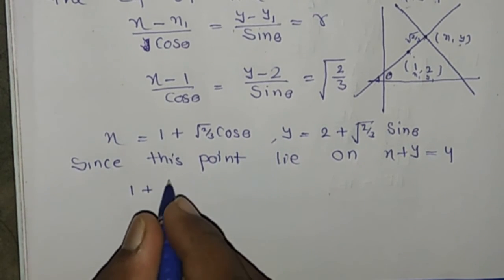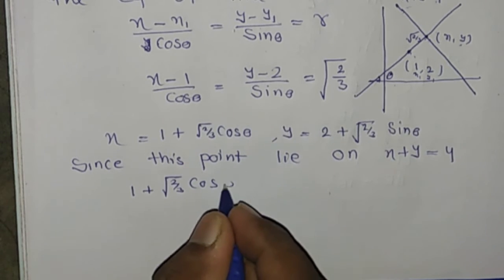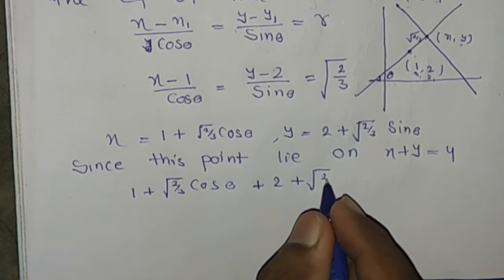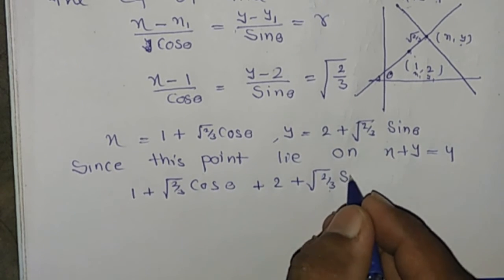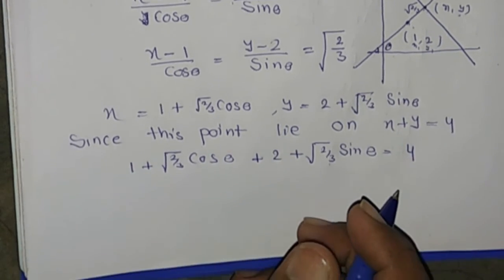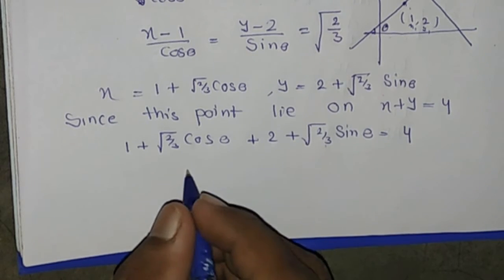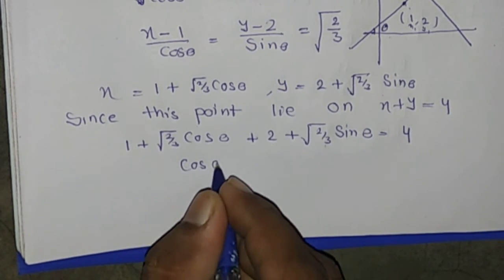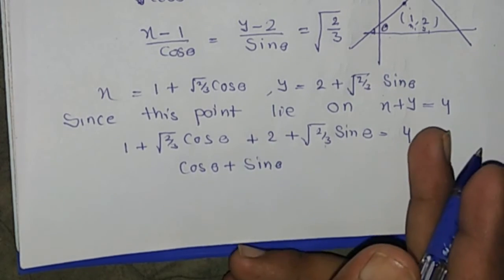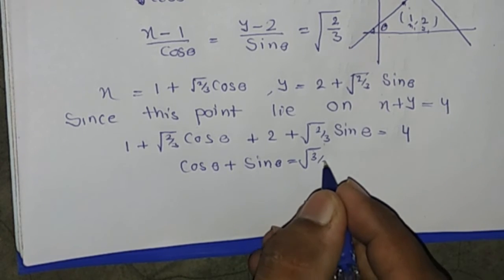Means 1 plus root 2 by 3 cos theta plus 2 plus root 2 by 3 sin theta equal 4. We have cos theta plus sin theta equal 4 minus 3, that is 1, by root 2 by 3, and it is root 3 by 2.